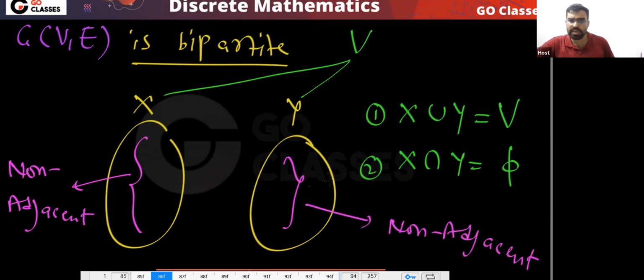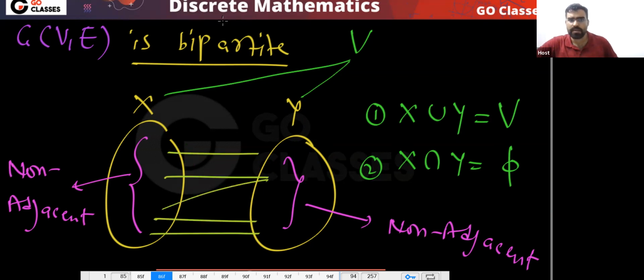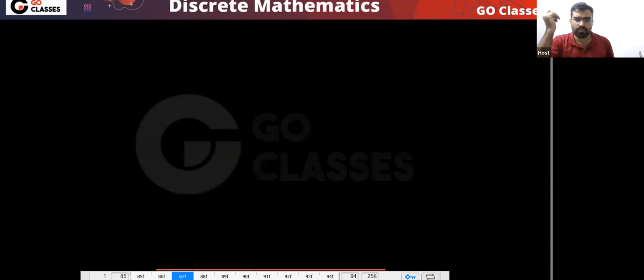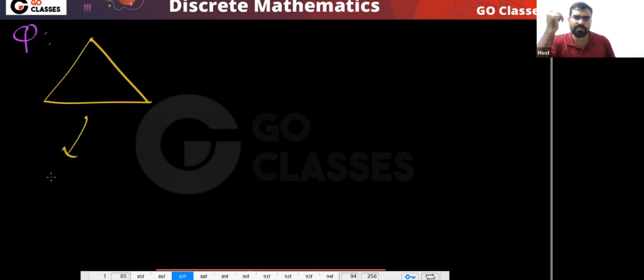Means there should be no edge here. All the edges, whatever edge you have, that edge should be like this. If you have some edge, that should be between these two. This is the idea. Is this clear? So for example, let me ask you this question. Is this graph bipartite? Tell me. This graph is bipartite?